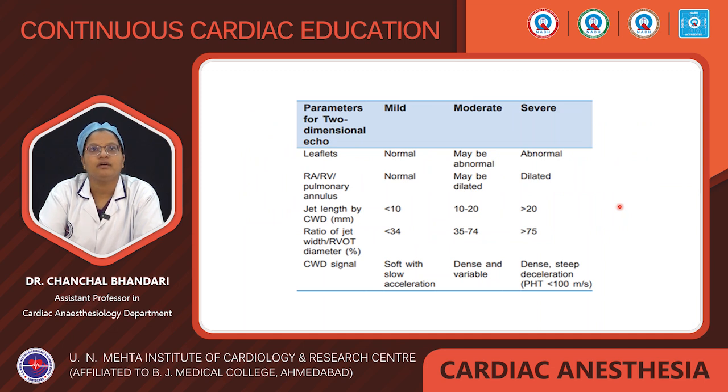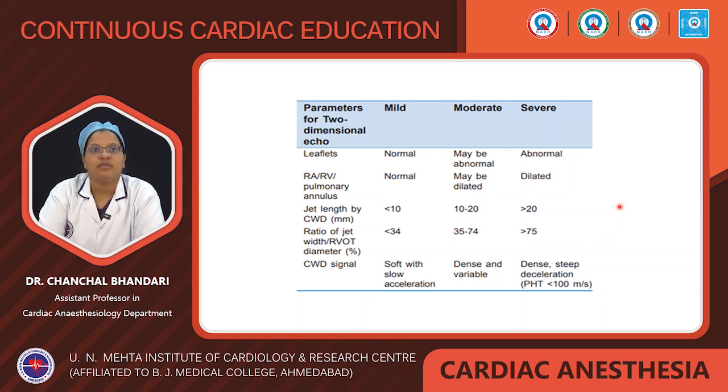So, how do we grade pulmonary regurgitation into mild, moderate and severe? The leaflets are normal in mild, may be abnormal in moderate, and abnormal in severe. The RA-RV or pulmonary annulus size will be normal in mild. In moderate, it may be dilated, and in severe it will be dilated. Jet length by continuous wave Doppler less than 10 mm is mild, 10 to 20 mm is moderate, and more than 20 mm is severe.